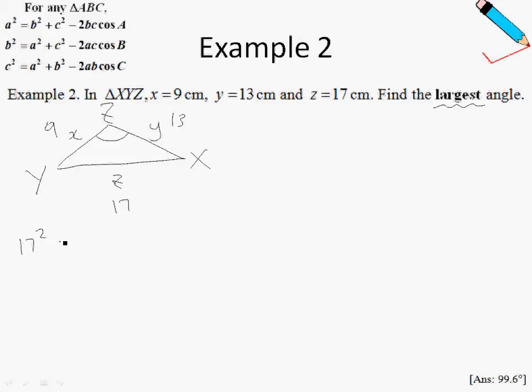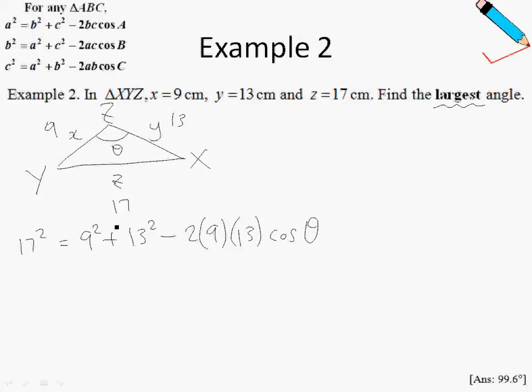So 17 squared will be equal to 9 squared plus 13 squared minus 2 times 9 times 13 cosine of the angle that I want to find. Let me just call the angle theta, so cosine of theta. So how do we solve for theta?